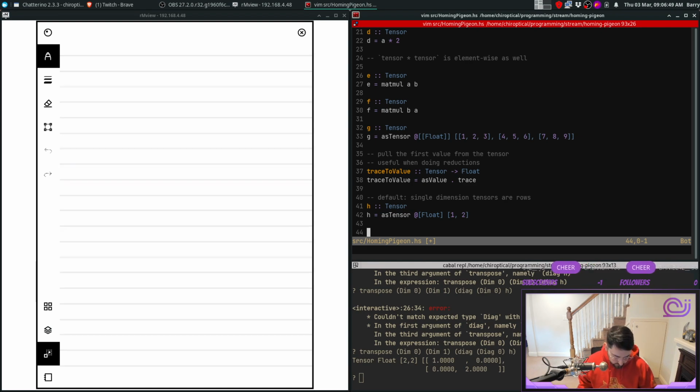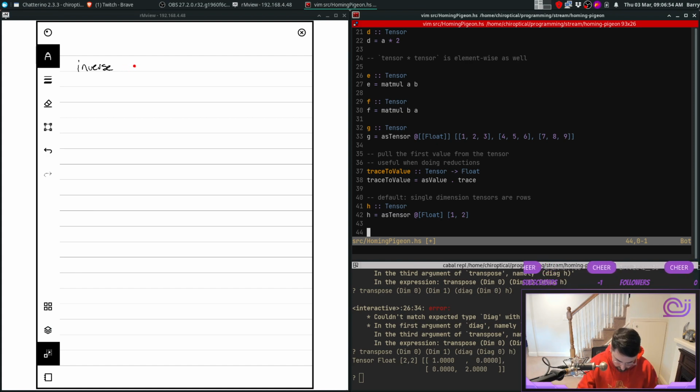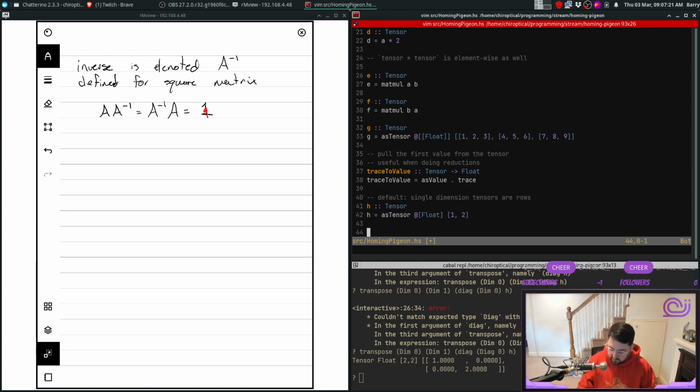Very hard. Okay, so inverse. Inverse is denoted A to the -1, defined for square matrices. And so A inverse A is equal to A A inverse, which is equal to 1. And this is 1 as in a unit matrix, not the number 1.